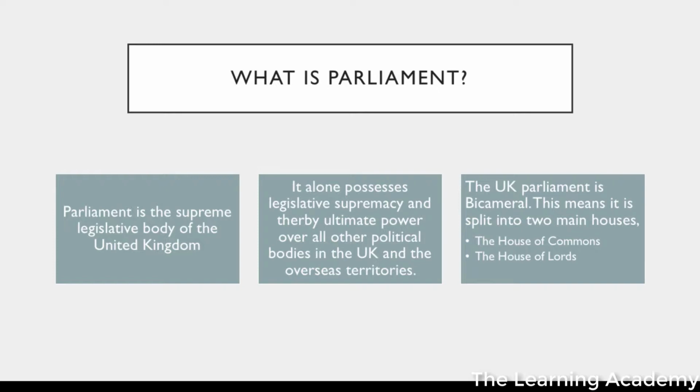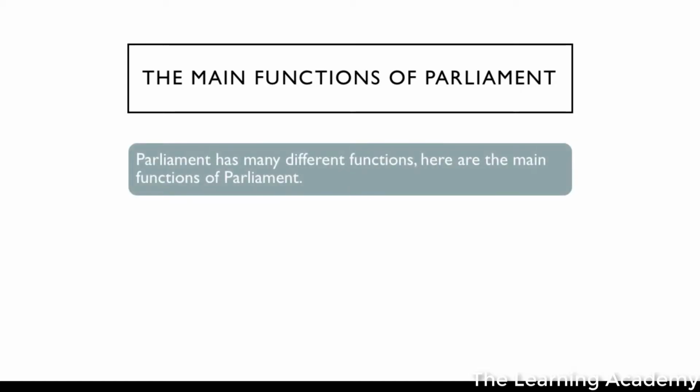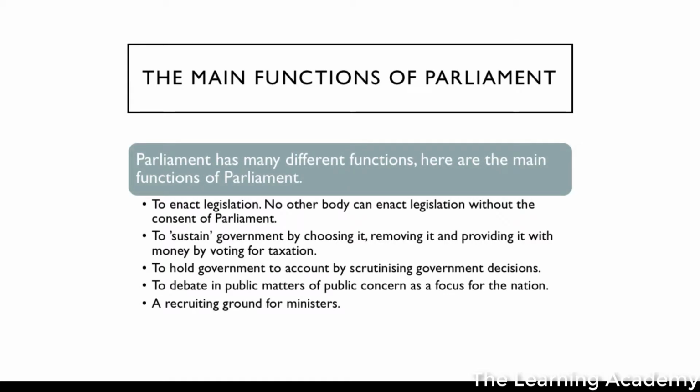Many legislative bodies in the world are what we call bicameral. So for example, in America, the US Congress is also bicameral. It has a House of Representatives and a Senate. And it's just generally seen as a separation of powers within a legislative body. So the main functions of Parliament are to enact legislation. So no other body can enact legislation without the consent of Parliament.